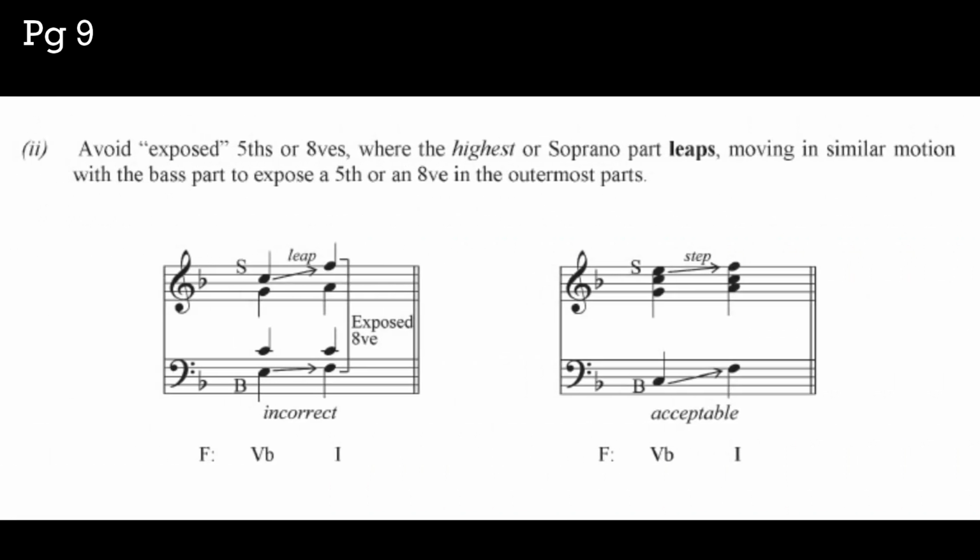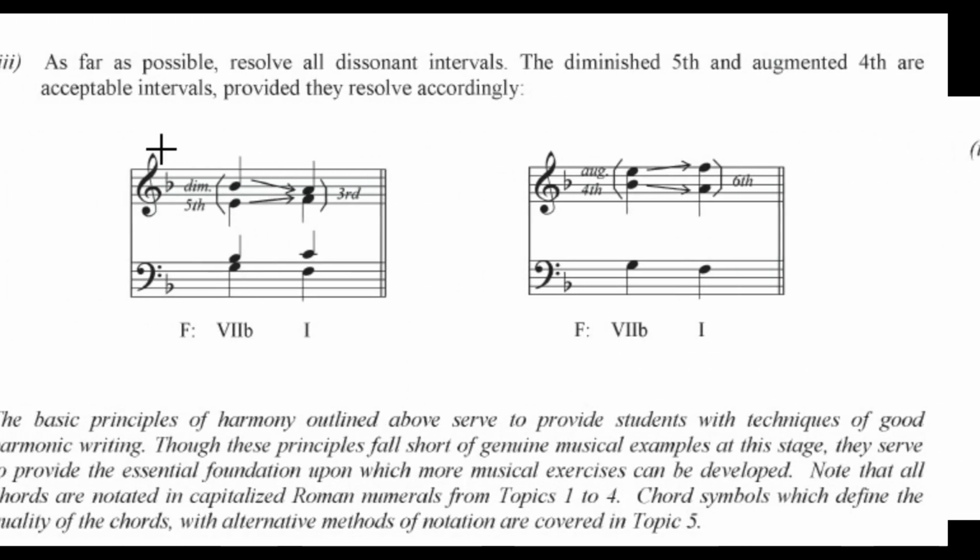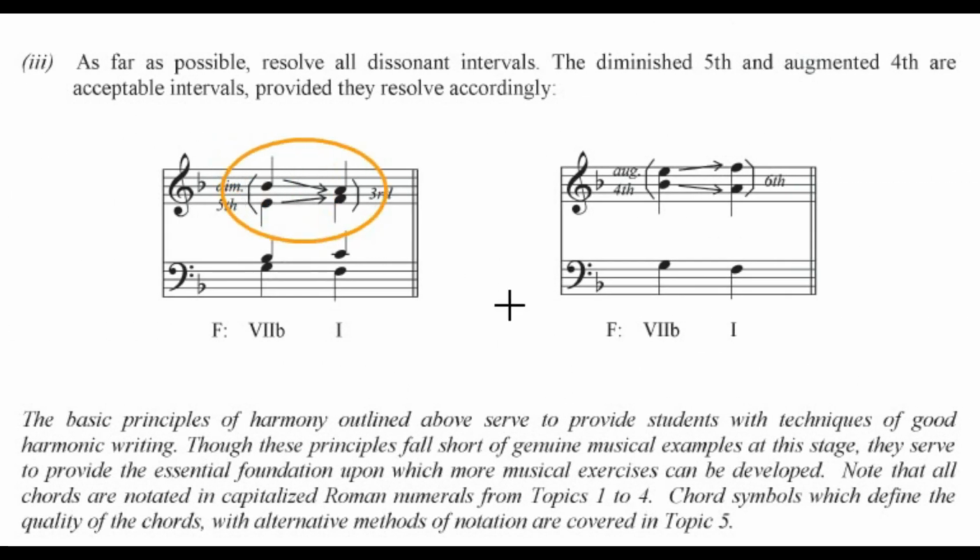When writing notes between the soprano and bass parts, we have to be aware to avoid an octave between soprano and bass that is approached with a leap. The soprano part approaching the octave with the bass with a stepwise motion is allowed. When dissonant intervals occur, a diminished fifth resolves to a third. An augmented fourth would diverge to a sixth.